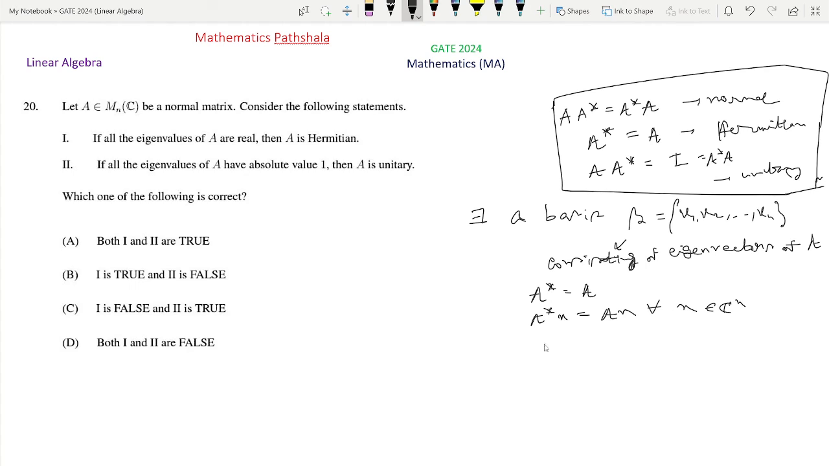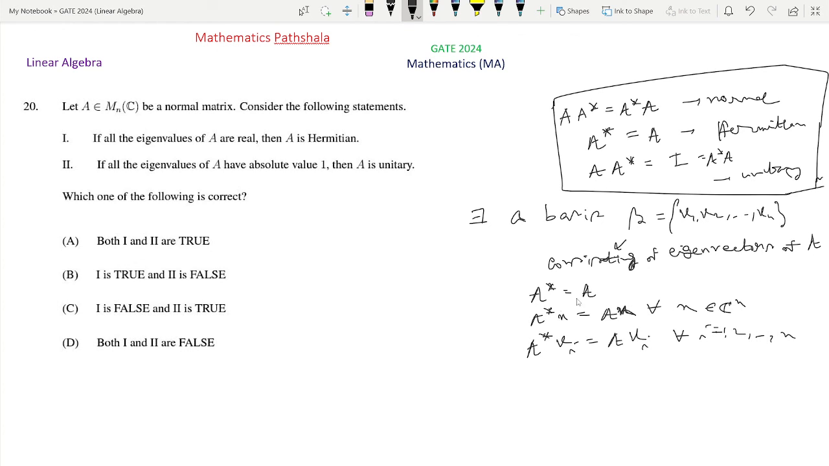So for this, if we can show that A star and A coincide on this basis only, that means A star Vi equal to A Vi for all i equal to 1 up to n, then it will be proved that A star x equal to x for all x belongs to Cn, and hence A star equal to A.